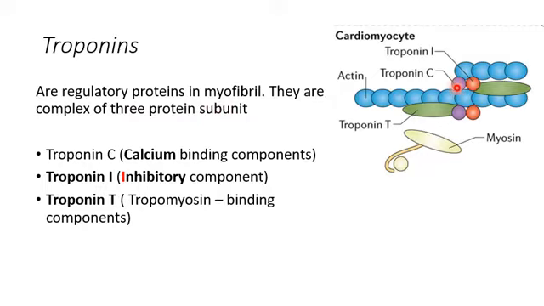The first one is called the troponin C, which will bind the calcium within the myocyte. The second one is the troponin I, which will inhibit the contraction later on. And the third part is troponin T, which is called troponin T because it's a tropomyosin binding component. So what is important for us is the troponin T and the troponin I. We will see that later. Troponin C is not so important as a cardiac marker.